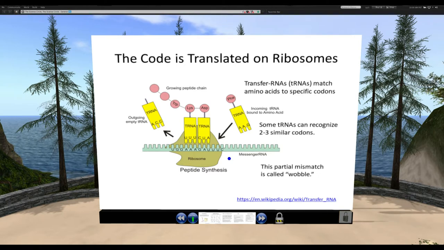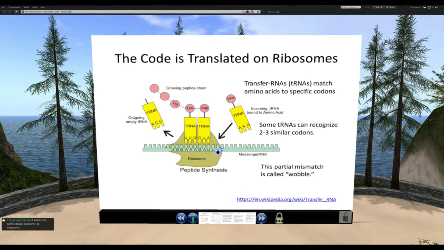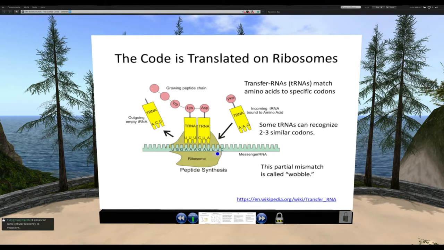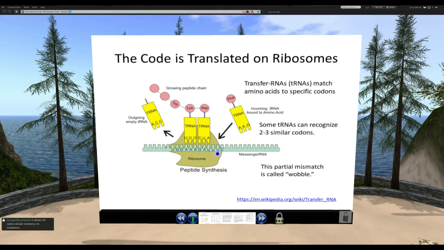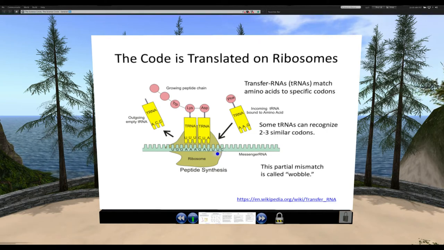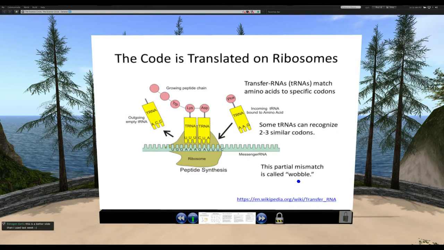Proteins are translated using another kind of RNA called transfer RNA. Transfer RNA carries an amino acid and matches it up with the messenger RNA codon on the ribosome. So the structure of the code is actually enforced by the transfer RNAs. That's where the code actually exists, in which transfer RNAs match up with which messenger RNA codons. Some of these transfer RNAs can match to more than one codon, and this partial mismatch is called wobble. If you've got two or sometimes three similar codons, the same tRNA can add the same amino acid opposite both codons. So that's why some mutations are silent.